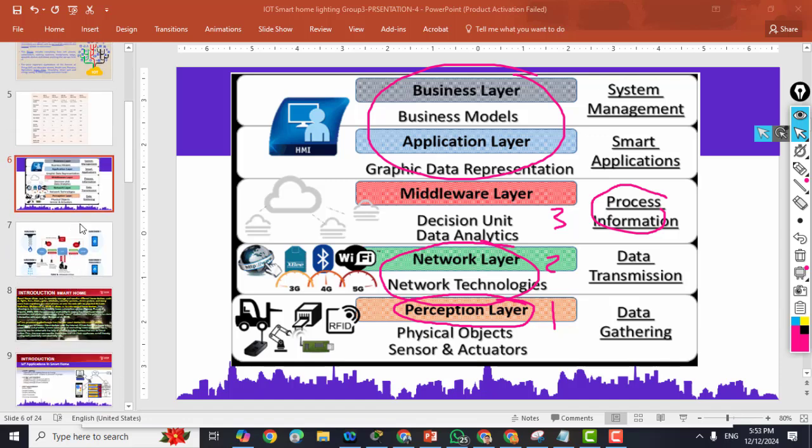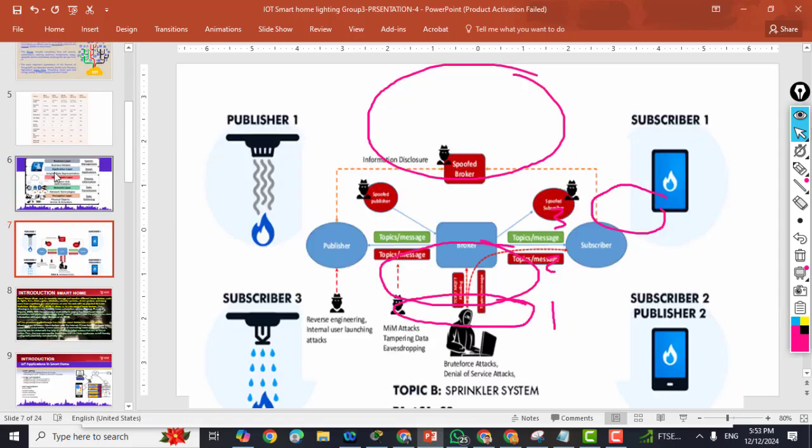Next slide we'll talk about protocols. Let's talk about the most important protocol nowadays for IoT. It's called MQTT. Let's write down this protocol, MQTT, which stands for Message Queuing Telemetry Transport, a messaging protocol. This protocol is very important and widely used for IoT applications.